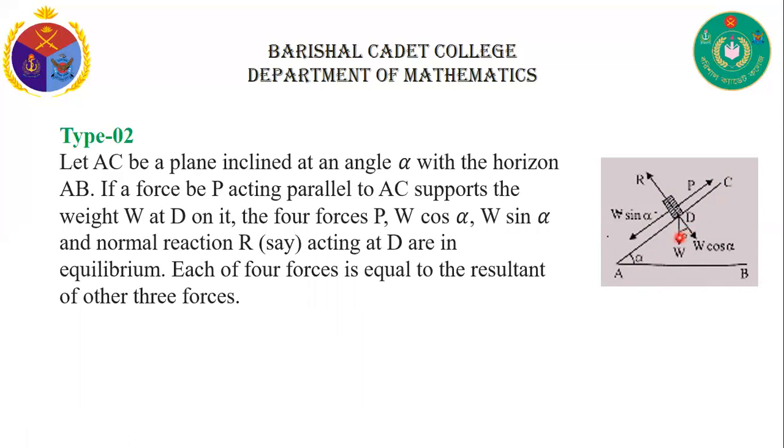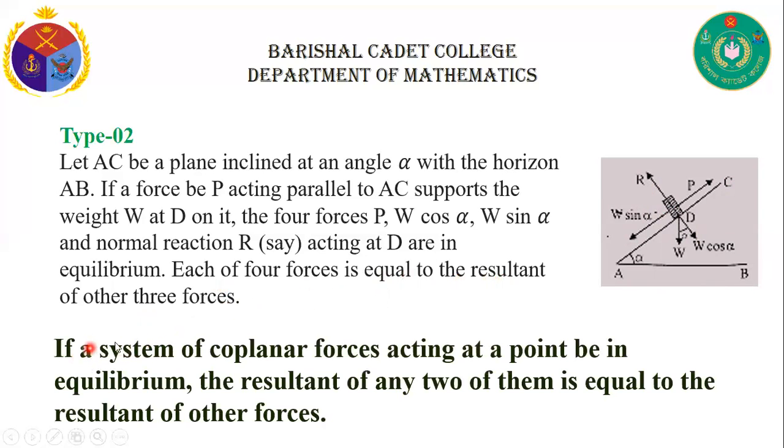So the W force has parts in this direction and this direction. There are four forces: P, R the normal reaction force, W sine alpha, and W cos alpha. The resultant of any two of these is equal to the resultant of the other forces. Now the most important point: if a system of coplanar forces acting at a point is in equilibrium, the resultant of any two of them is equal to the resultant of the other forces.